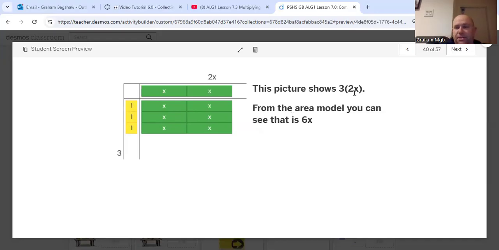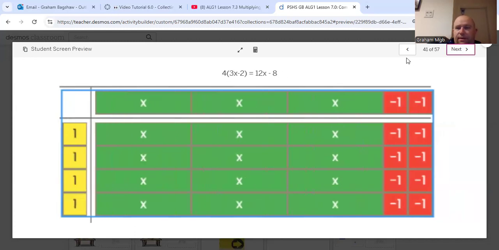Now, we should already know that. 3 times 2 is obviously 6. As there's an x, this is 6x. And if I go a little bit more complicated using the distributive rule, let me just move this out of the way. 4 times 3x minus 2, there's 4. There's 3x. There's 2 negatives.